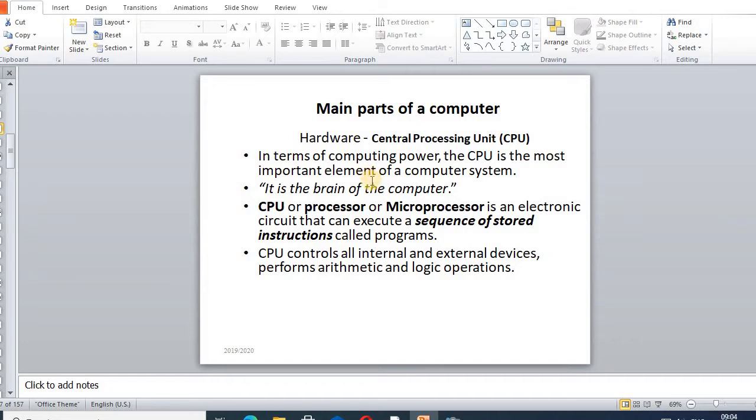Are we together? When I say 1 plus 1 is 2, how long does it take to give me the answer? Are we together? Let's look at the processing power, the speed, the number of cycles that the processor makes. So the CPU is the most important element of the computer system. It is the brain of the computer.